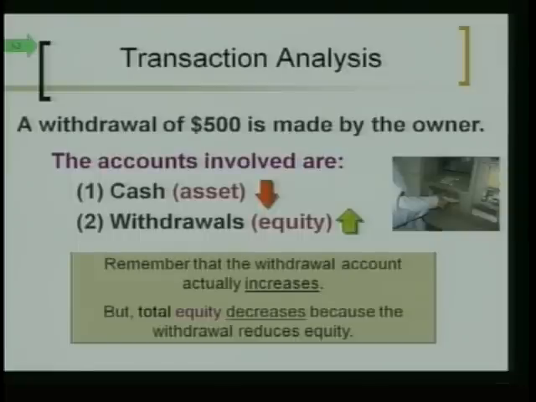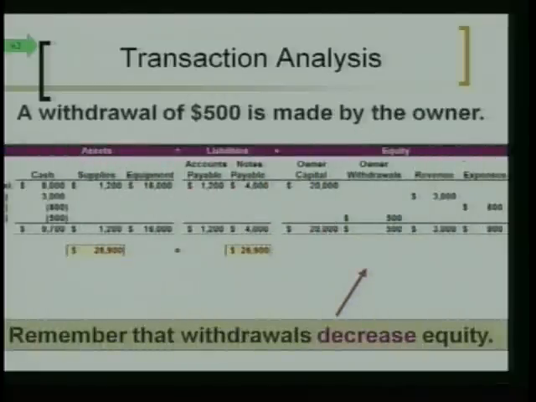Okay? So how does this look? Well, it looks like this. Your withdrawals actually go up. However, when you figure total equity, you're going to subtract owner's withdrawals, you're going to subtract expenses, you're going to add revenues, and of course capital is going to be added. So if you take that 20,000 plus 3,000, that's 23, minus 500, minus 800.